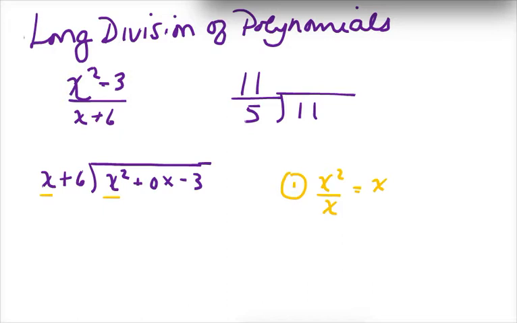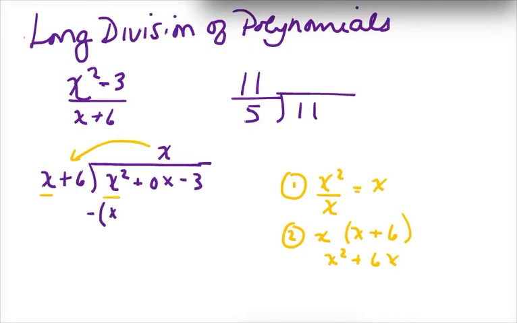So above the placeholder for x, you're going to write the x, and then remember to multiply. So you multiply x times x plus 6, and you get x squared plus 6x. Just as in long division, you're going to subtract that whole term. Make sure you distribute in that negative sign.